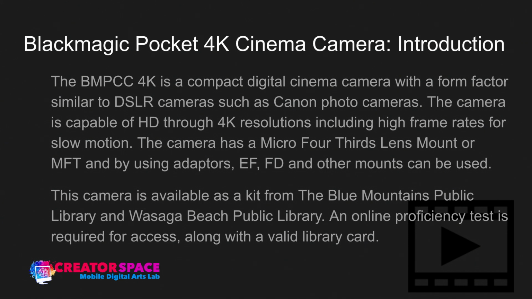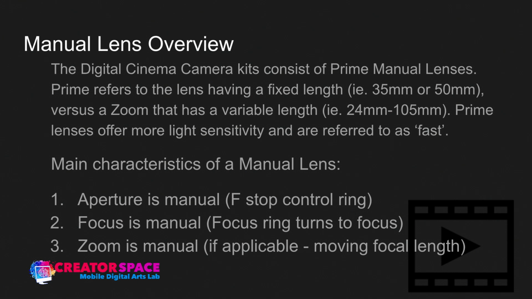Directly through the libraries, you'll be able to access the same camera that we're looking at today. So, manual lens overview. You can rewatch this Crowdcast video, and we post these on our YouTube channel. So you can take some notes, but you'll be able to rewatch this and go over all the stuff we talk about. The digital cinema camera kits consist of prime manual lenses.